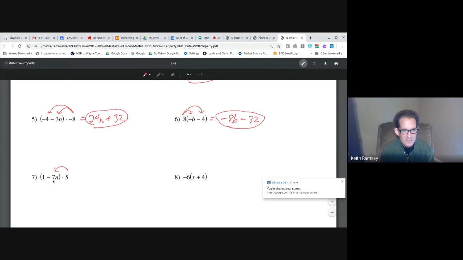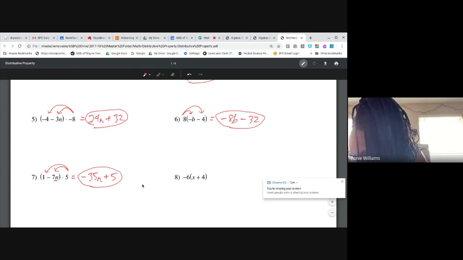Over here, this dot 5, it still means to multiply. 5 times -7n. Positive times a negative is -35. And there's this n here, so I have to write an n here. Positive 5 times positive 1 is positive 5. This 1 here is positive because there's no negative sign in front of it. So then I would look to see if I have like terms. This has an n, this doesn't. So I can't combine -35 and +5. I just leave it like that.